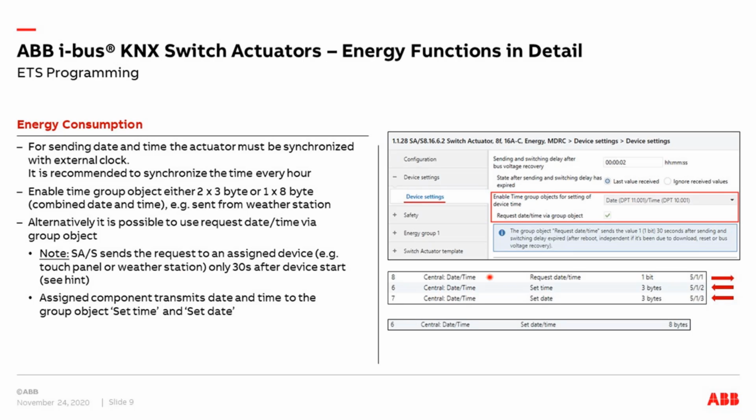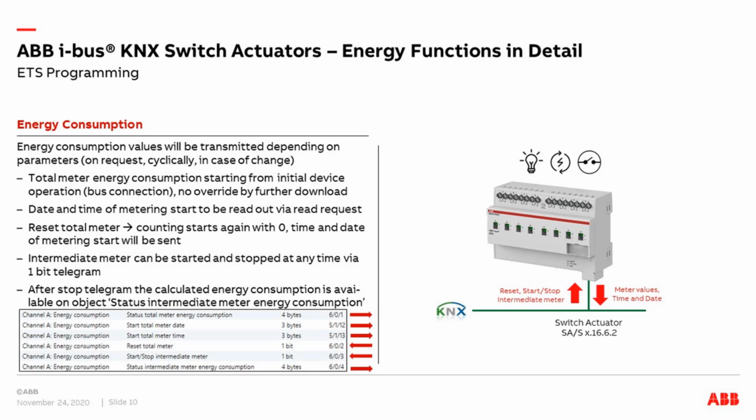And this telegram with this object will be sent once from the device 30 seconds after the device start. And then you also get date and time on these objects, but I recommend to send date and time from any clock every hour, and then you have a precise clock inside. As mentioned, you can send the value depending on the parameters. You can adjust this as well on request, cyclically, or in case of change. And in principle, if you start up the device, it automatically calculates the energy consumption based on the current measurement, voltage and time.